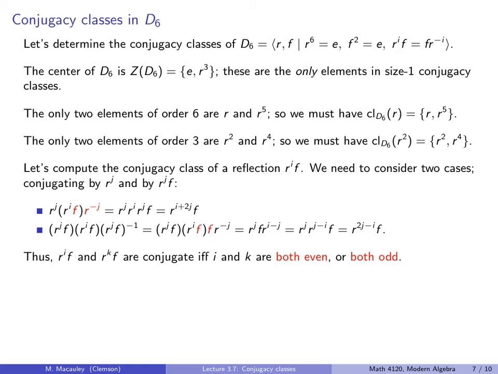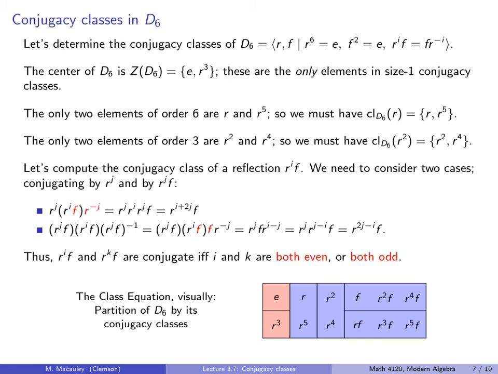And think about why that is. So I started with r to the i f, and I can get to r to some other exponent times f for any even number 2j. And same thing down here. If I conjugate by reflection, I can conjugate r to the i f to get r to the something else, but that exponent has the same parity. So these things are conjugate if i and k are both even or both odd.